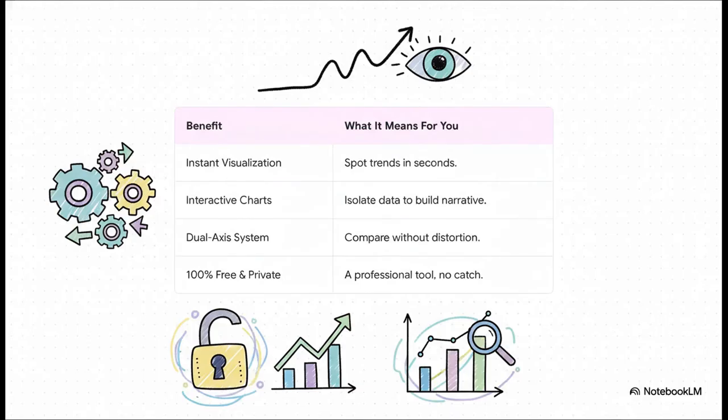So let's just quickly wrap up what this thing really gives you. First, you get instant visualization, which means you're spotting trends in seconds, not minutes. The charts are interactive, so you can isolate data to build your story. The automatic dual axis system means you can compare anything, revenue, margins, whatever, without distortion. And maybe best of all, the tool is 100% free and private.